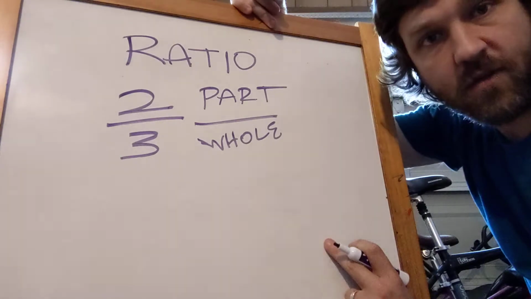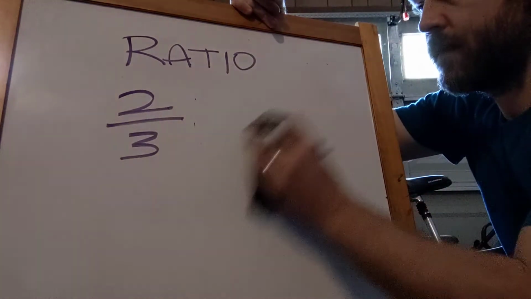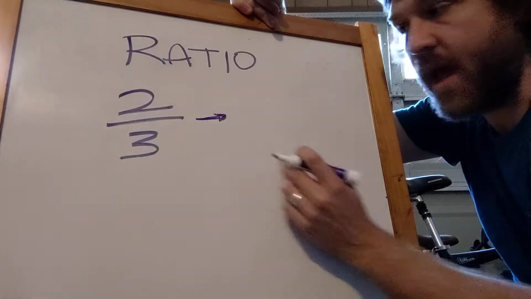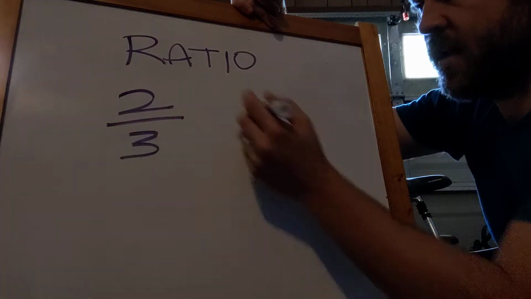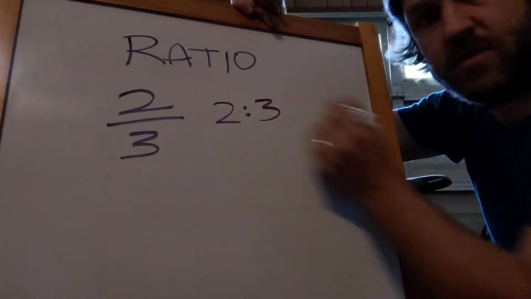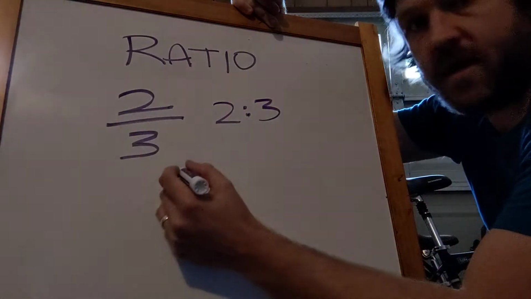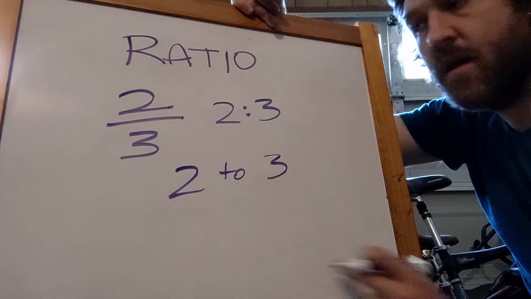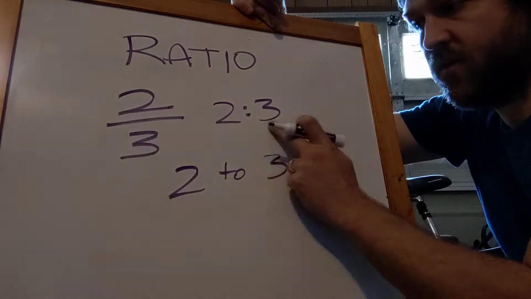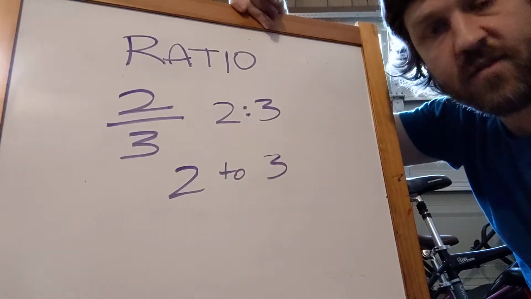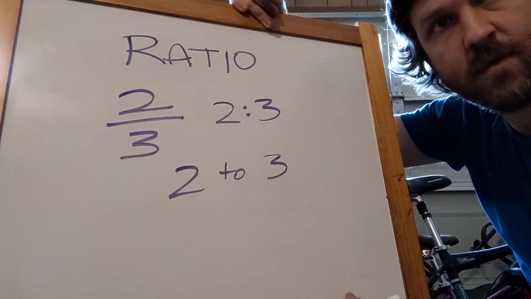Okay, ratios can also be written other ways. You can see them written just like a fraction. It can also be written like this with a colon here, 2:3. Or they can be written in words, 2 to 3. So 2/3, 2:3, or written out in words, 2 to 3. These are all examples of ratios, and it's a comparison between two numbers.